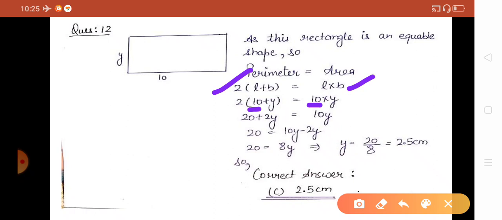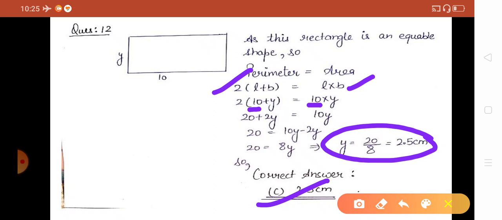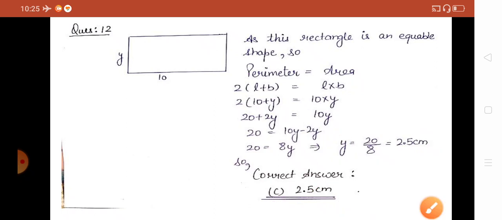So here it becomes an equation, that is 20 plus 2y is equal to 10y. We will take 2y on the right hand side. So 10y minus 2y is equal to 8y. From here we will get the value of y as 2.5 centimeter. So the correct answer is option C, 2.5 centimeter. The value of y is 2.5 centimeter.